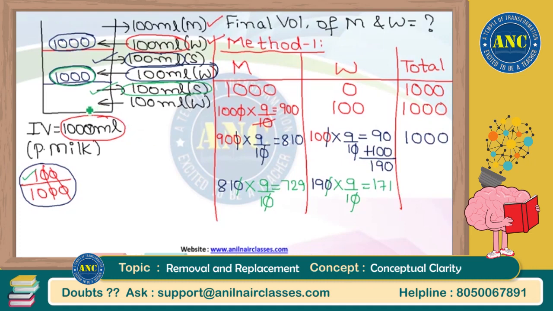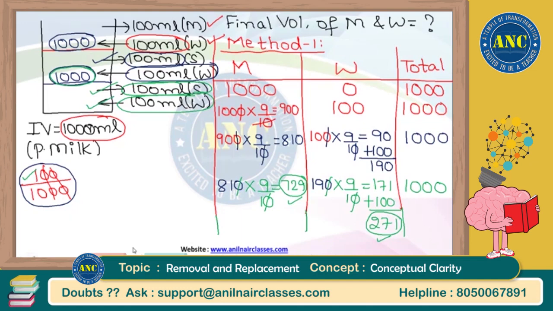Step number 6 says I again added 100 ml of water. That means for this 171 I added 100 ml of water. It became 271. So final volume of milk inside the vessel is 729. Final volume of water inside the vessel is 271. The total volume inside the vessel right now is also 1000, which is 729 plus 271.